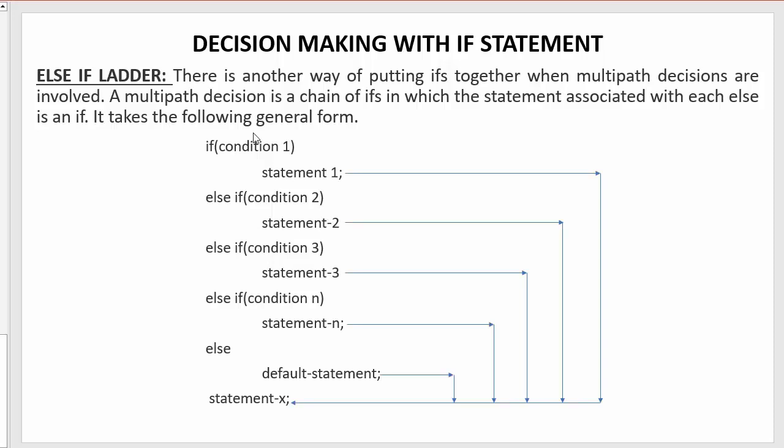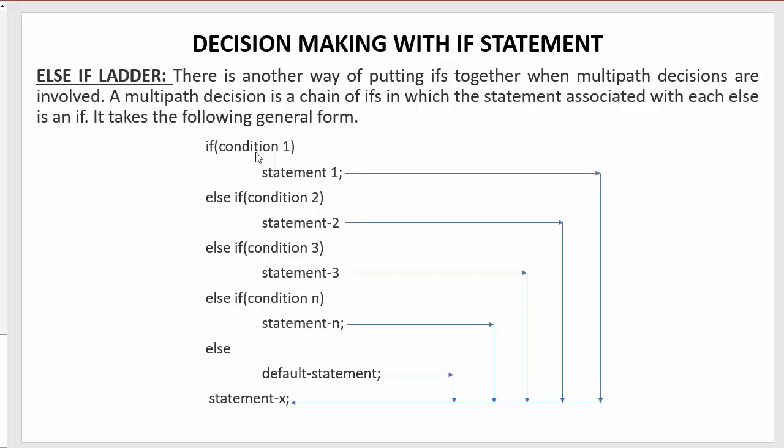Else if ladder starts with the if keyword followed by the condition. If this first condition gets satisfied, then the statement present under this first if gets executed, and immediately after that the control comes to statement X. Suppose this first condition didn't get satisfied, then control will come to else if condition, which is the second condition. If this second condition gets satisfied successfully, then the statement 2 gets executed, and immediately after that the control again comes to statement X.